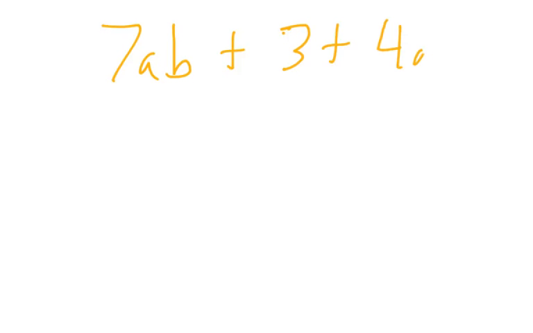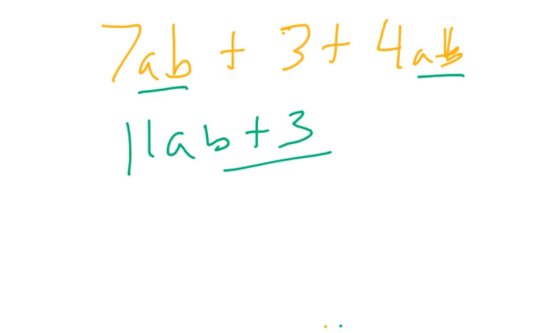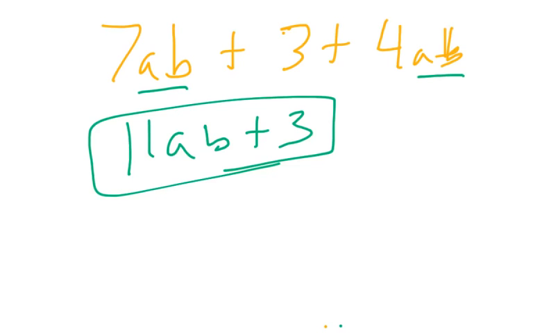So next, let's look at one that's a little harder. Let's look at 7AB plus 3 plus 4AB. Sometimes you can have multiple variables. In this case, our like term now is AB and AB. And so we just add those two together. So 7 plus 4 is 11AB plus 3. And that's the answer to this problem.